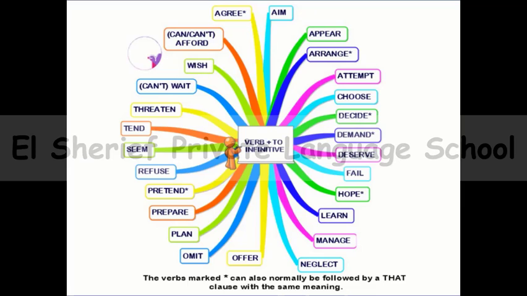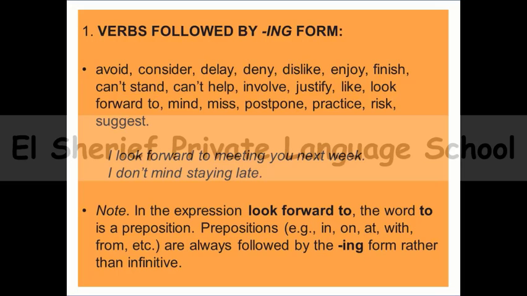And here we can go to other examples of verbs that are followed by to plus infinitive. There are a lot of verbs. Try to remember as many as you can. So here we have these verbs that are followed by to plus infinitive. There are a lot of verbs, but you can remember them while practicing. We have the verb choose, decide, demand, deserve, fail, hope, learn, manage, neglect, offer, plan, prepare, pretend, refuse, and many verbs. And here we have this slide of some verbs that are followed by ing.